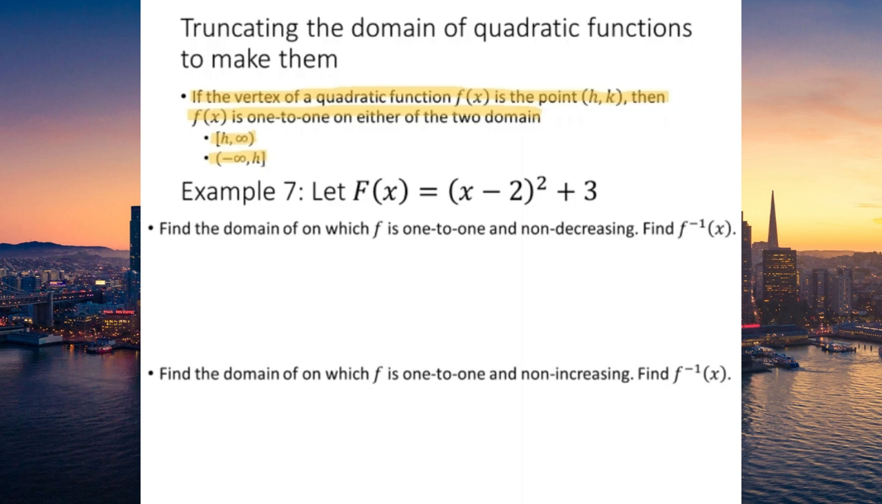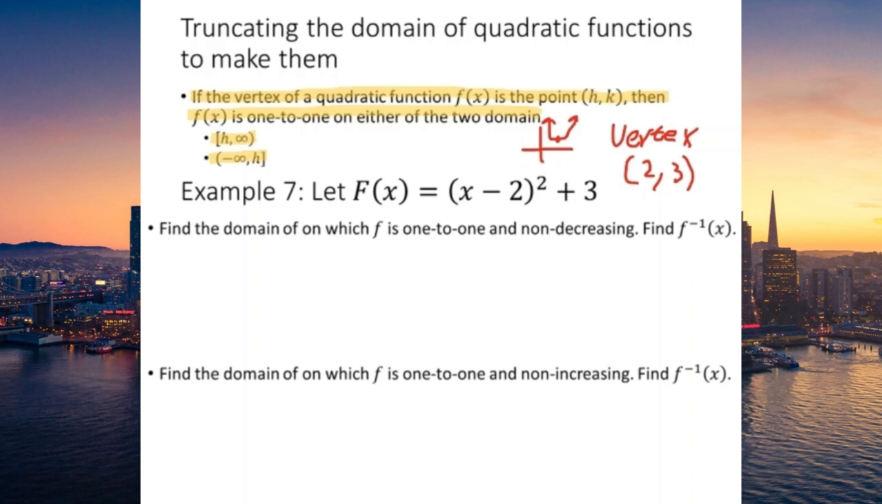But right now, we'll take a look at f of x, which equals x minus 2 squared plus 3. We know on its natural domain, without any restrictions to it, this function is not one-to-one. But we know its vertex is the point (2, 3). And if we were to roughly sketch the graph, it would be a parabola that looks kind of like that. Next, in the first part, we're going to find the domain for which f is a one-to-one function and is non-decreasing. Then we're going to find the inverse function on that domain.